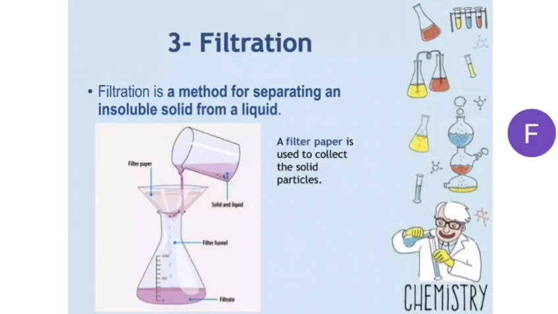A third method for separating a heterogeneous mixture formed from solid and liquid is filtration. Filtration depends on the presence of a filter paper. Filter paper is used to collect the solid particles as shown in the diagram.